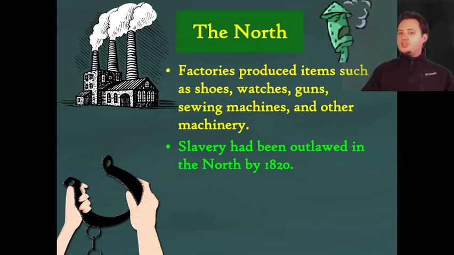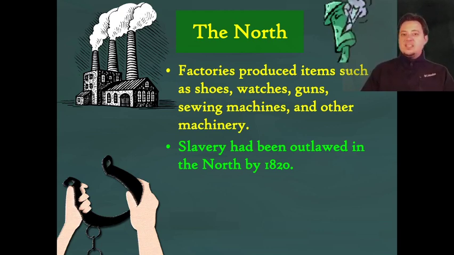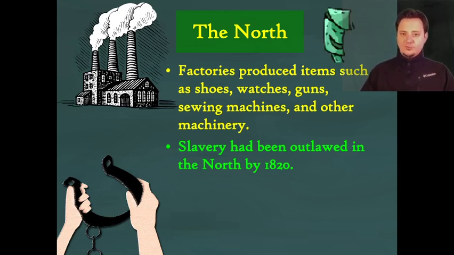Now, slaves first arrived in America in the 1600s, in 1619 in Jamestown, only 7 years after English Europeans came over to America to settle to begin with. But by 1820, slavery had been outlawed in the North. It was not outlawed in the South, of course, until after the Civil War.